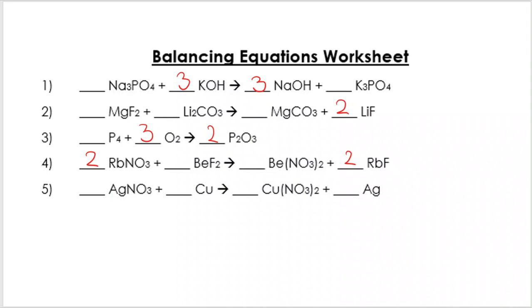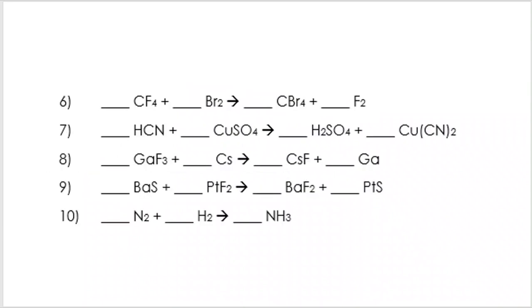And then finally, silver nitrate with copper. Well, I'm looking initially at the fact that I've got 2 NO3s, or you could look at them separately. 2 N's, I need 2 N's. 6 O's, I've now got 6 O's. I put those numbers in, but I've now got 2 Ag here, only 1 Ag here, so I need to put a 2 on there. So now pause and have a go at these.